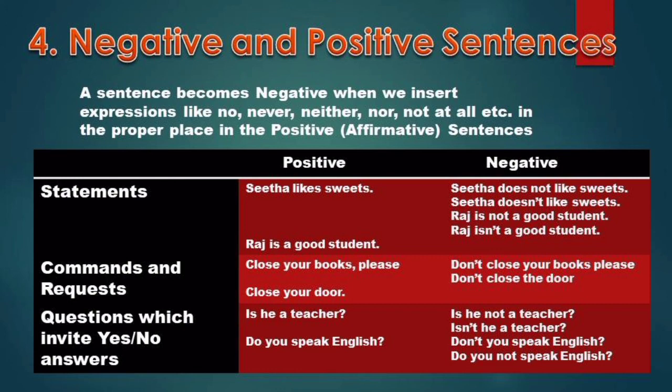Next, in the third category, questions which invite yes or no answers. "Is he a teacher?" It's a positive sentence, so the answer will be yes or no. We don't know that. It becomes negative when we insert a "not": "Is he not a teacher?" or "Isn't he a teacher?" We insert the negative expression in a positive sentence.